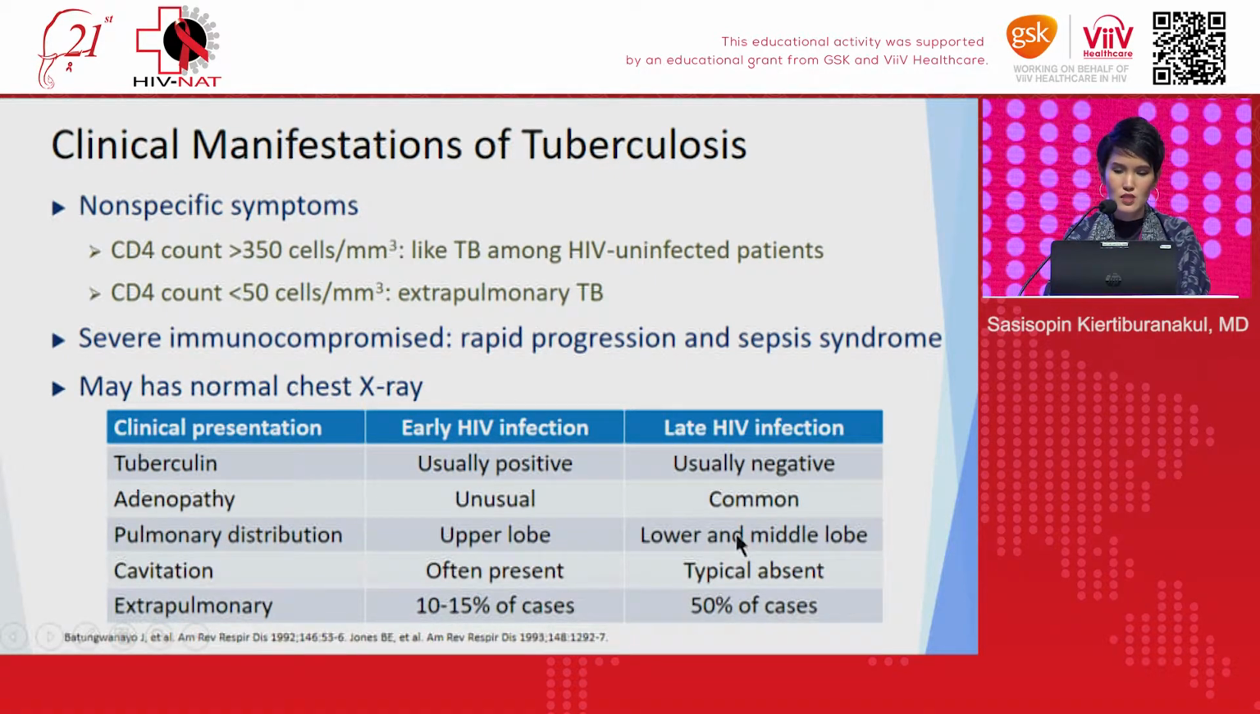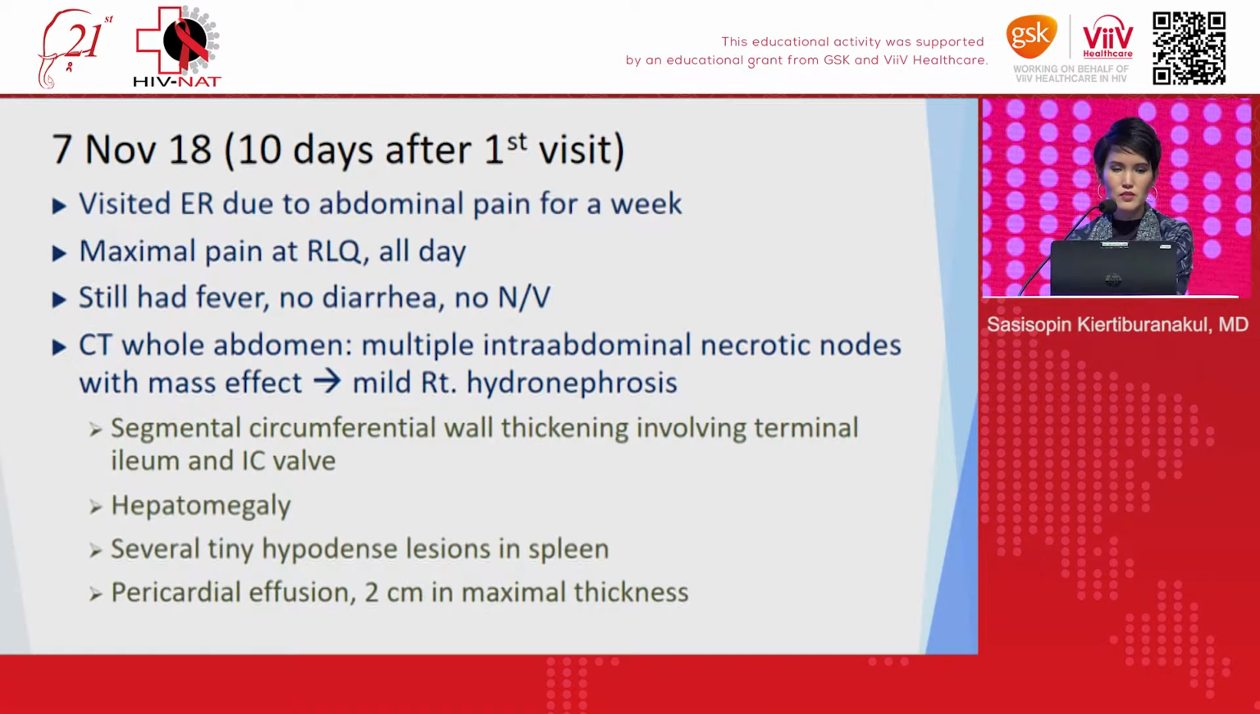For the pulmonary distribution on the chest X-ray, you usually see lower and middle lobe involvement, and cavitation is typically absent. And 50% of cases come with extrapulmonary manifestations of tuberculosis.